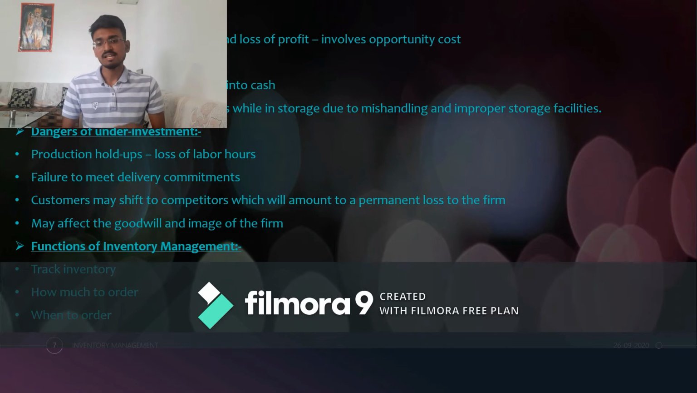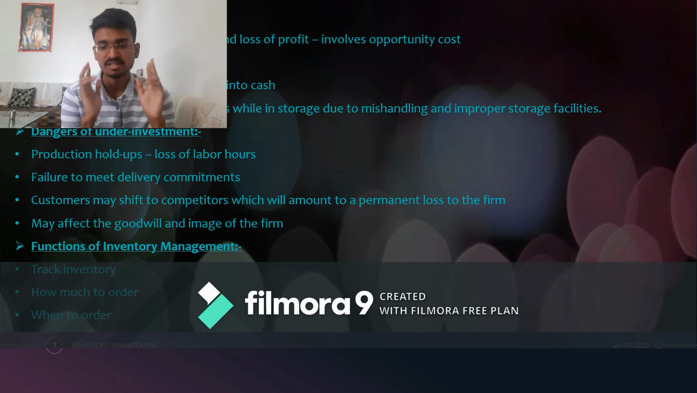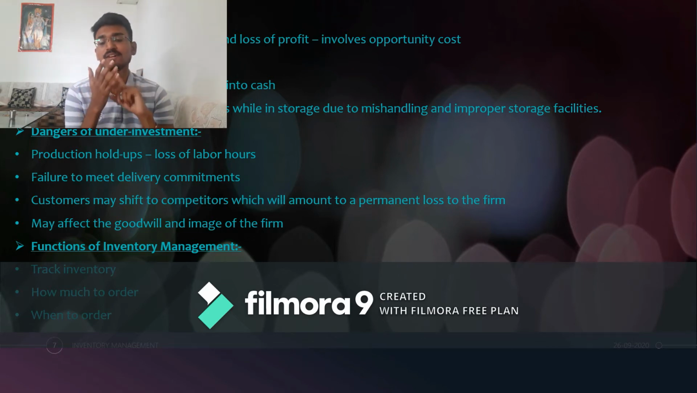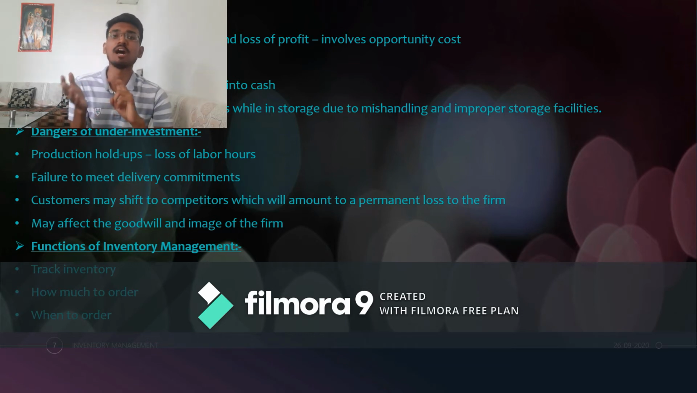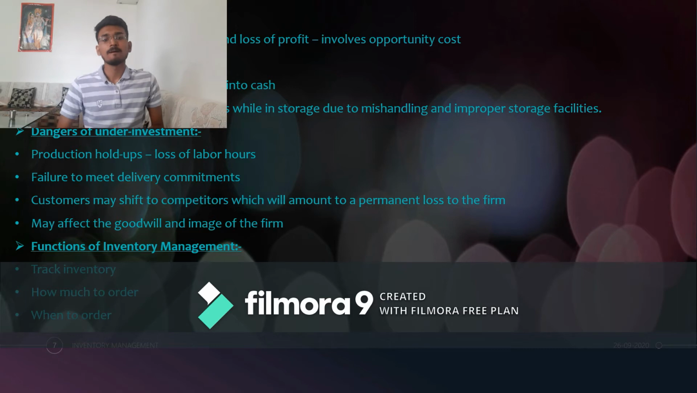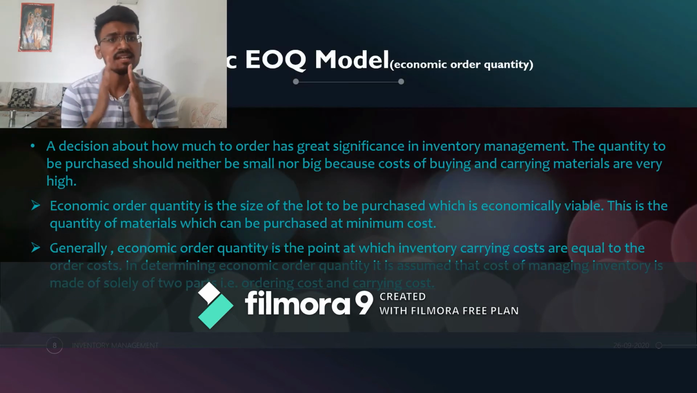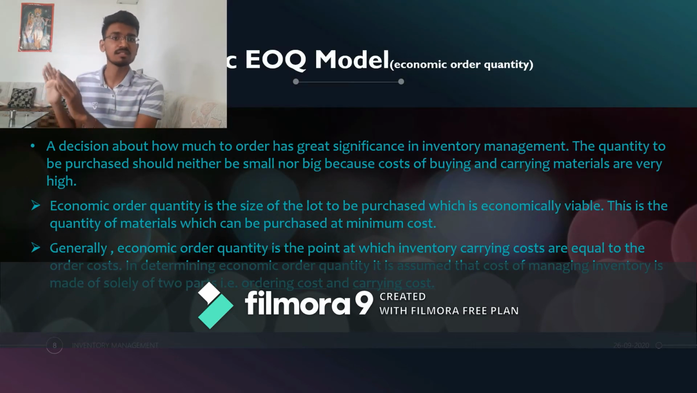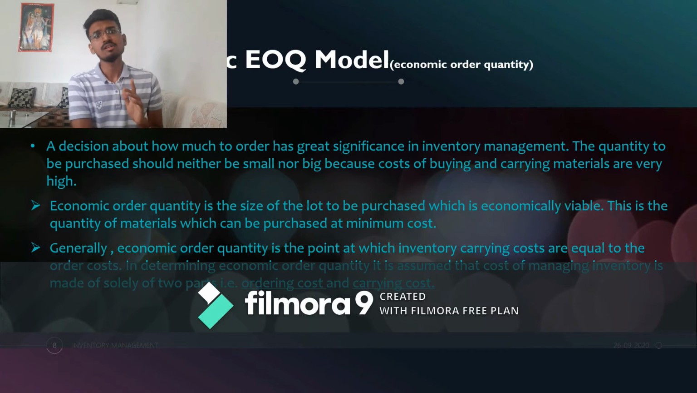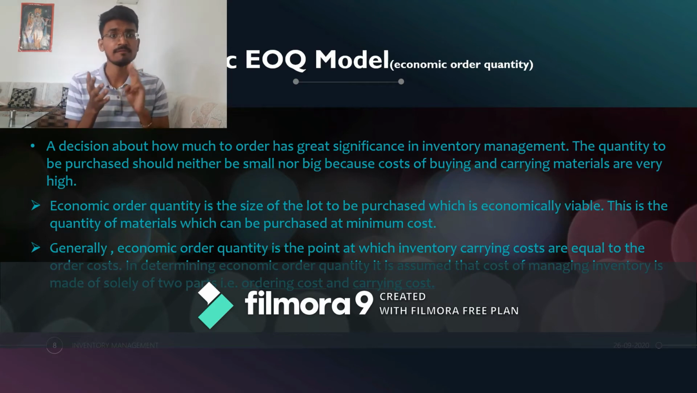So the next is the function of inventory management. There are three functions of inventory management. First is track inventory, second is how much to order, and third is when to order. We have discussed inventory. Now let's come to the part of inventory management, which deals with how much to order and when to order.